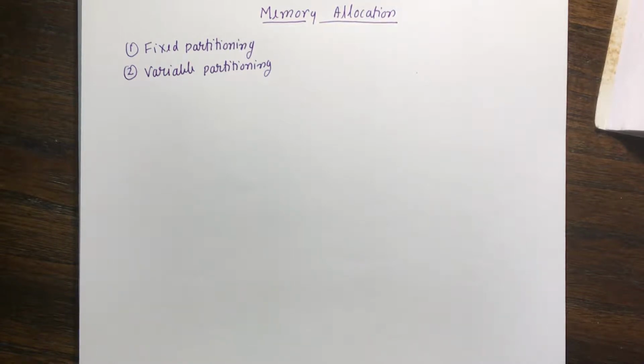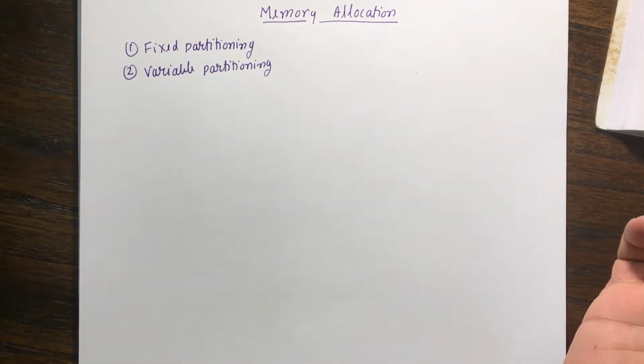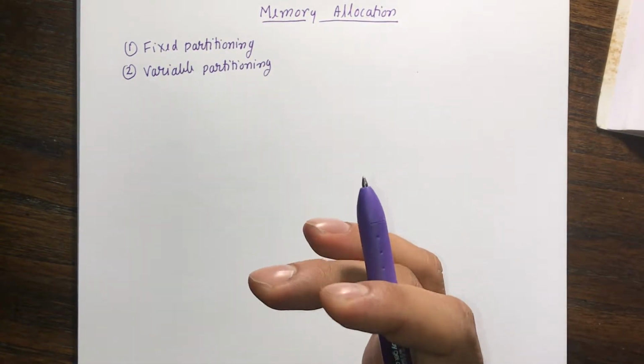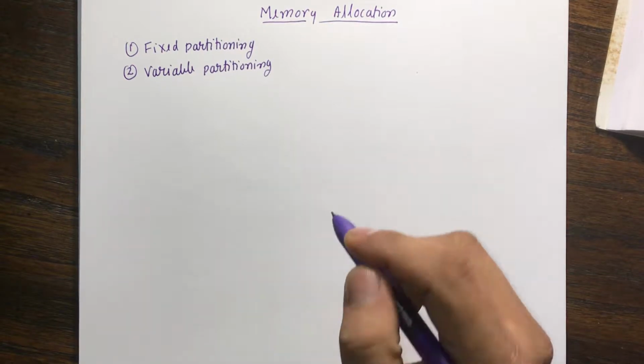Okay, so we decided that we'll have a contiguous memory allocation. Whenever a process moves inside the RAM, the entire process will have a fixed amount of space, and all the instructions will be stored one after another. Okay, so there are two ways that we can do it.